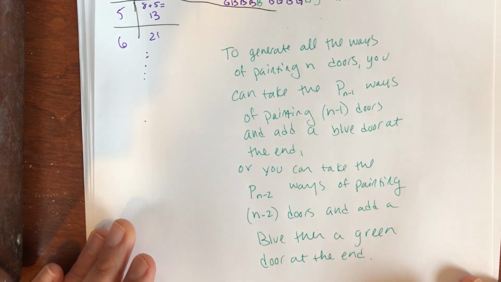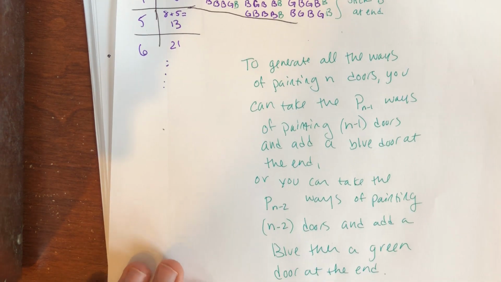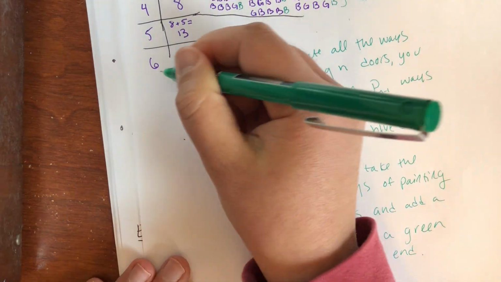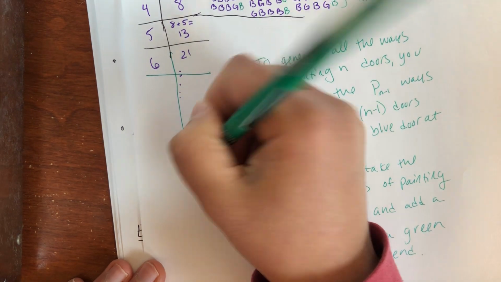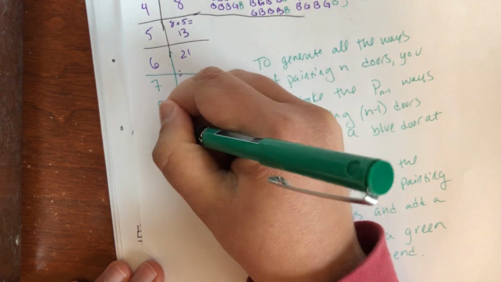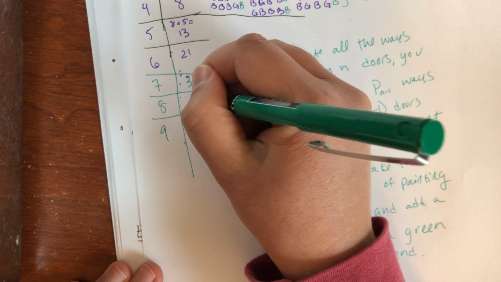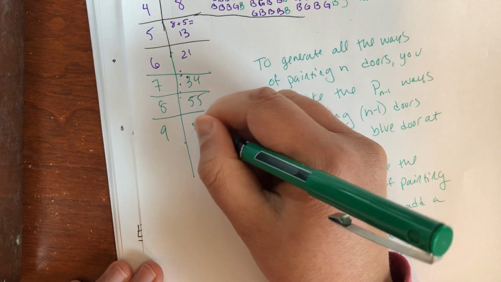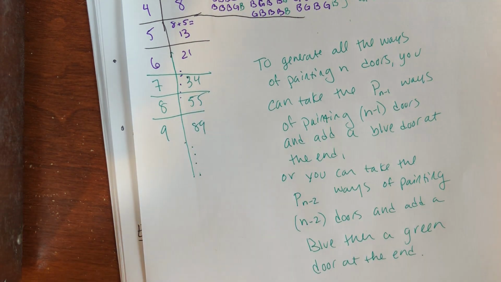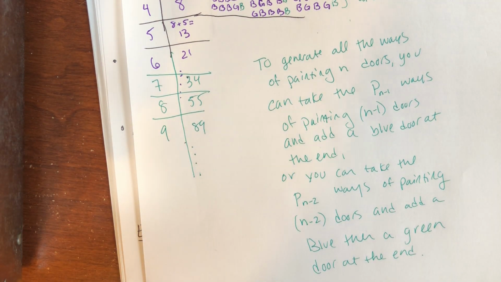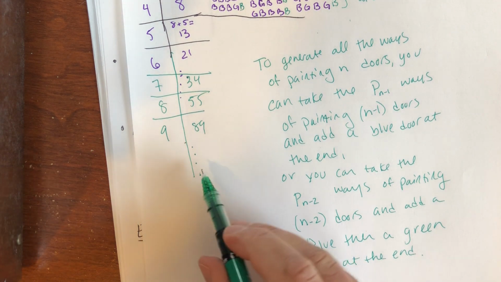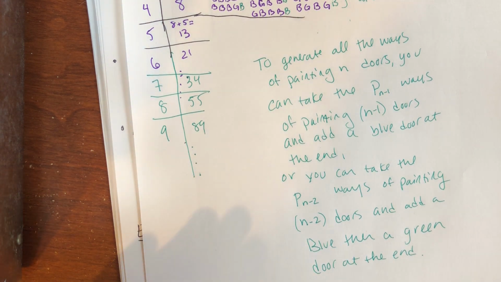Okay, so once again, we've justified why this is a Fibonacci sequence, why we can add the previous 2 terms to get the next term, and this is going to allow us to get all the way up to 12 doors. I'm not going to do the whole thing, but we'd do 34, then 55, then 89, and keep going until you got up to 12. And once again, we still haven't figured out a nice closed formula where we can describe how many ways to paint it in terms of the number of doors, but we can come back to that later.